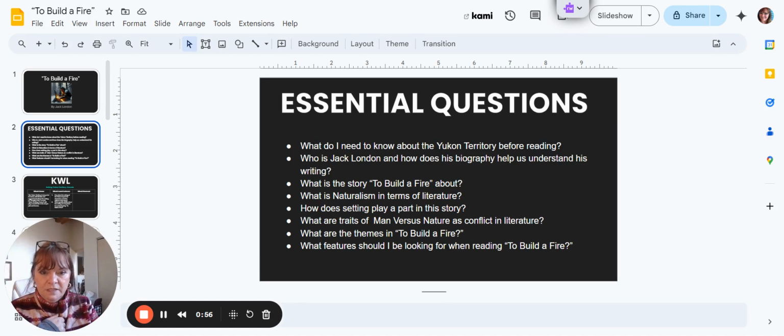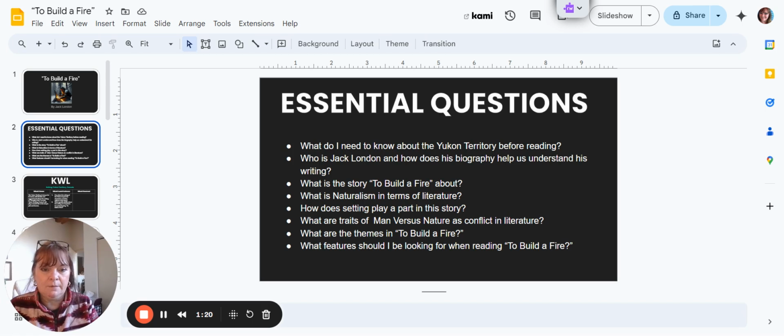What is the story To Build a Fire about? What is naturalism in terms of literature? Naturalism is a style of writing, an era, if you will, of literature. You may have remembered studying Romanticism and modernism and things like that in your other literature courses. This story falls under the heading of naturalism.